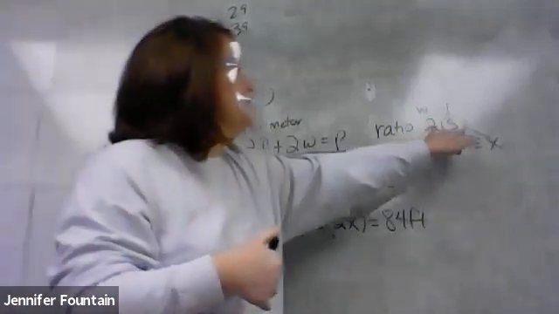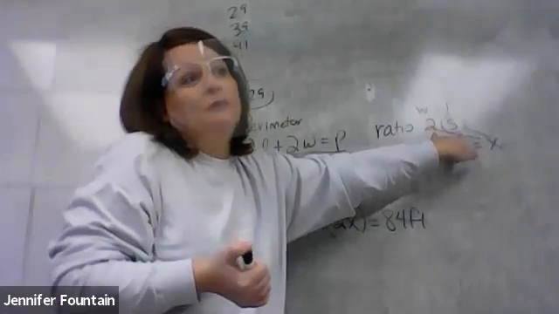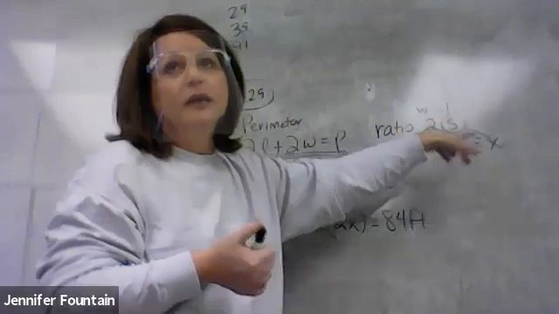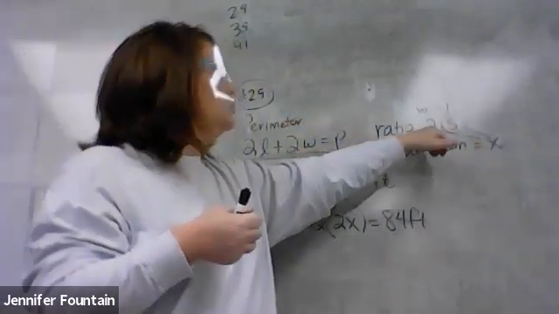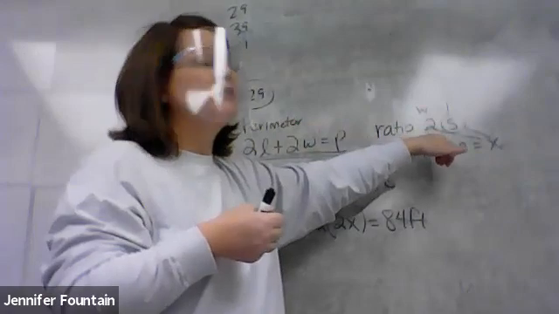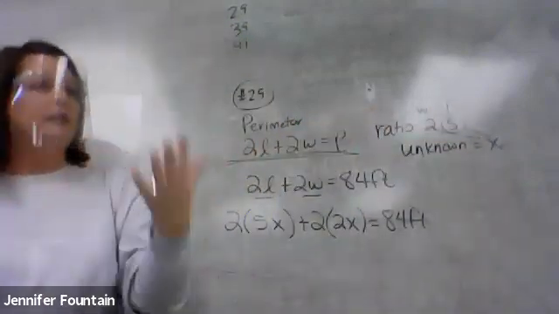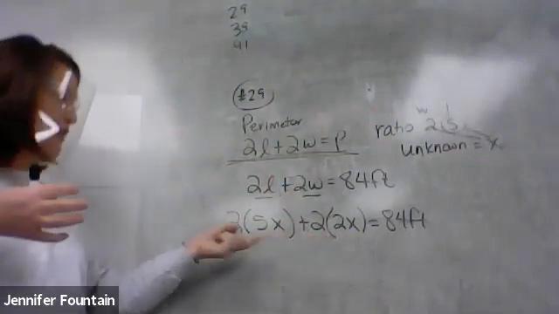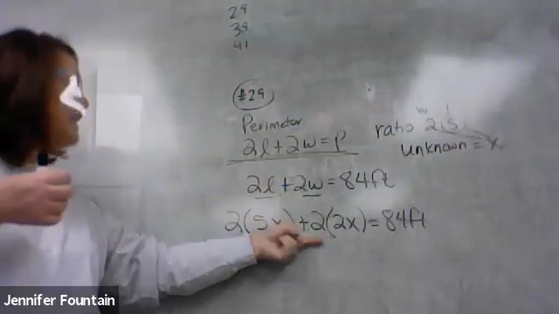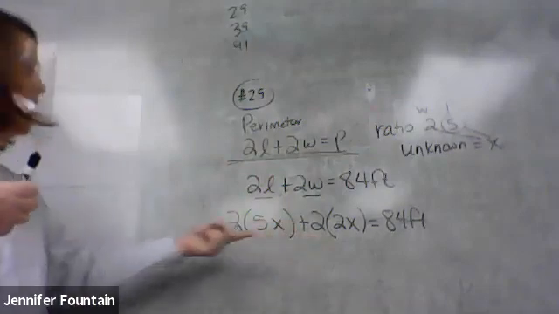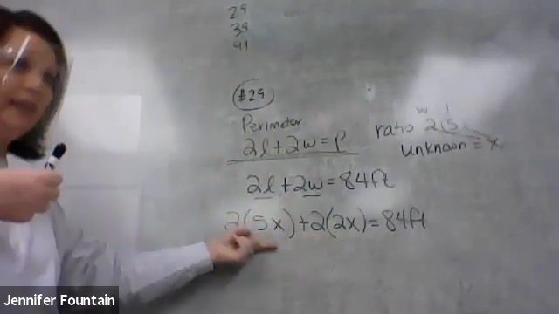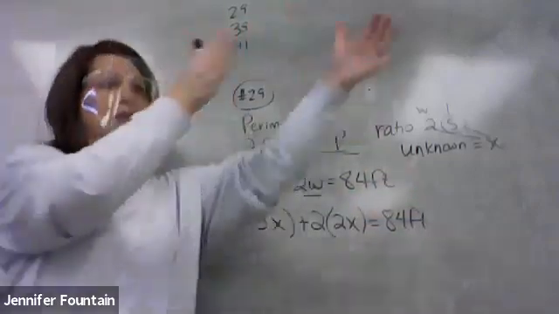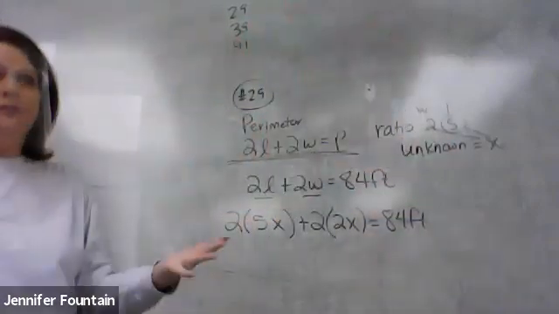If my ratio is 2 to 5, typically I'm just going to say my width is my smaller side, my length is my longer side. I'm saying that 2 times something plus 5 times something is going to be length and width. But remember, I have 2 lengths and 2 widths. That's where these 2's come from. If I didn't want to do that, I could have 5x plus 5x plus 2x plus 2x. It's up to you, okay?